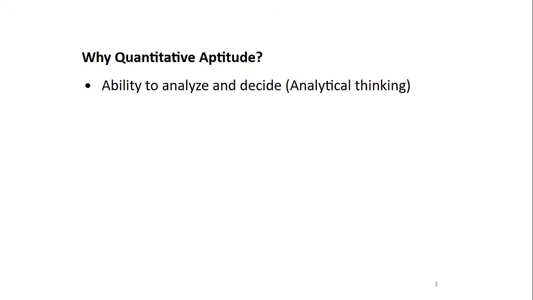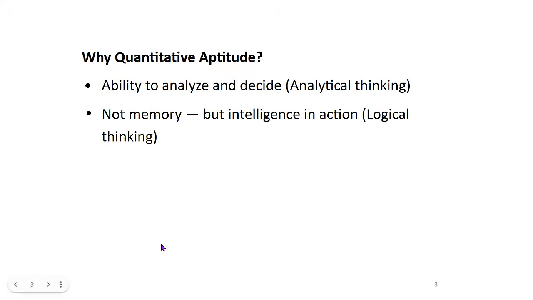That is the ability to analyze and decide. So why quantitative aptitude? Your ability to analyze the given question and take some action in finding the solution. So analytical thinking. Analytical is based on data also. Sometimes you decide based on the given data. It is not memory but intelligence in action. That is logical thinking. Sometimes you don't need any formulas to solve an aptitude question. It is all about thinking. So how you think logically, that is step by step.